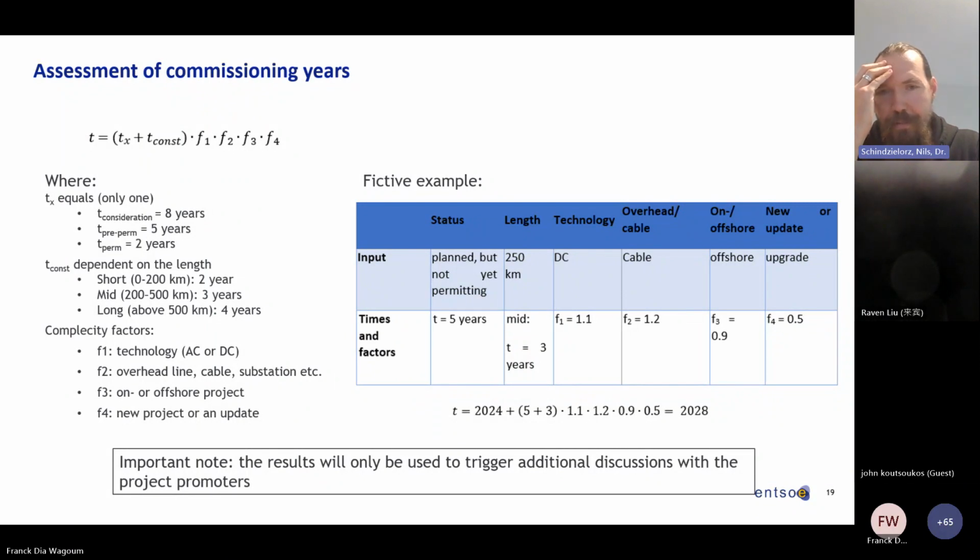And you see then how it's been calculated, and the final date, or the year, because we're not giving the date but just the year, is then rounded up to the year 2028. And if the project promoter then, for example, has given 2025, which is just 1 year from the TYNDP, then we would go into discussion with the project promoter, asking them why they think that they are that much faster than we assume with this methodology.